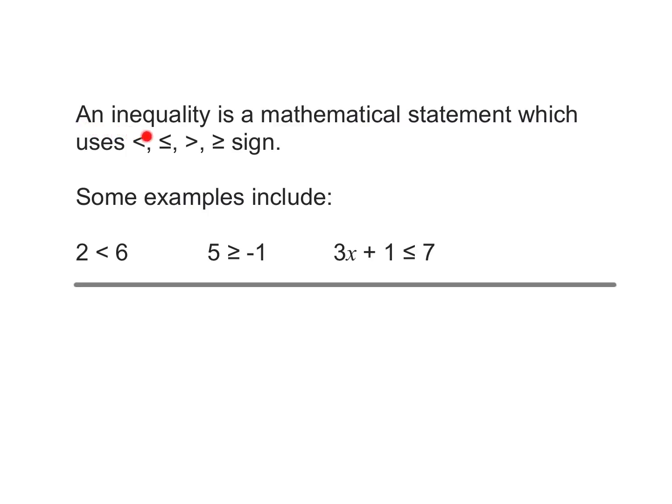First of all, an inequality is a mathematical statement which uses the signs less than, less than or equal to, greater than, or greater than or equal to. Some examples are: 2 is less than 6, 5 is greater than or equal to minus 1, 3x plus 1 is less than or equal to 7. Those are some of the mathematical statements, using those four signs only.